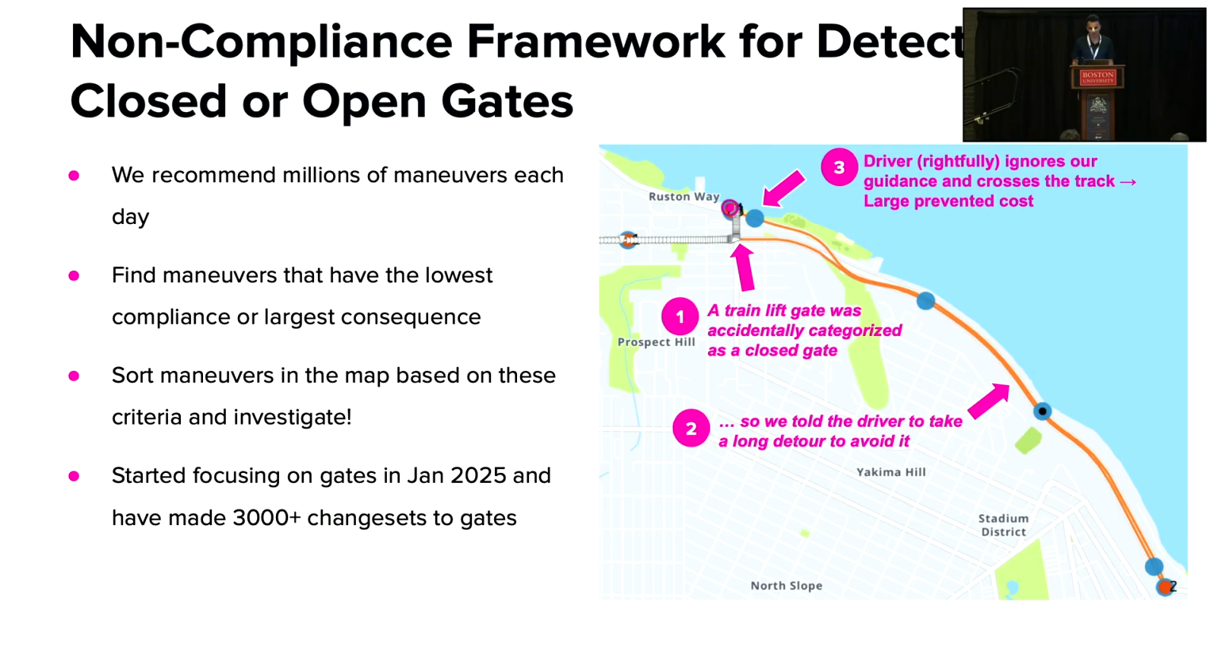So one example that's very tricky for rideshare is gates. And since January 2025, we made about 3,000 edits to OSM to say which gates are open, which gates are closed. And you can imagine in rideshare, the person who's navigating doesn't exactly know which gates they can use to pick up the passenger. So it's a very important issue for us. Here's an example on the right of a gate that was accidentally categorized as closed, even though it's open.